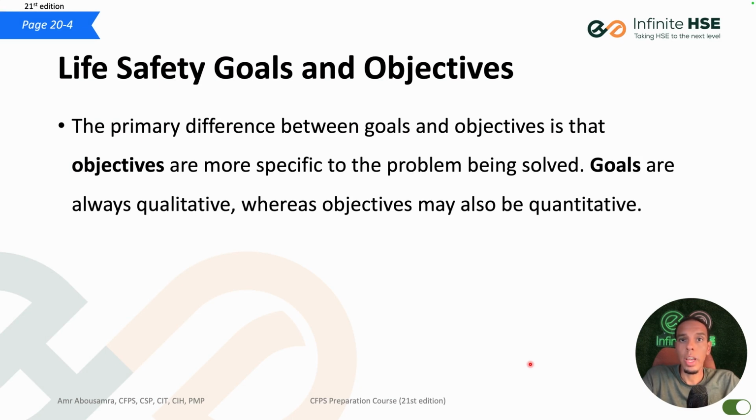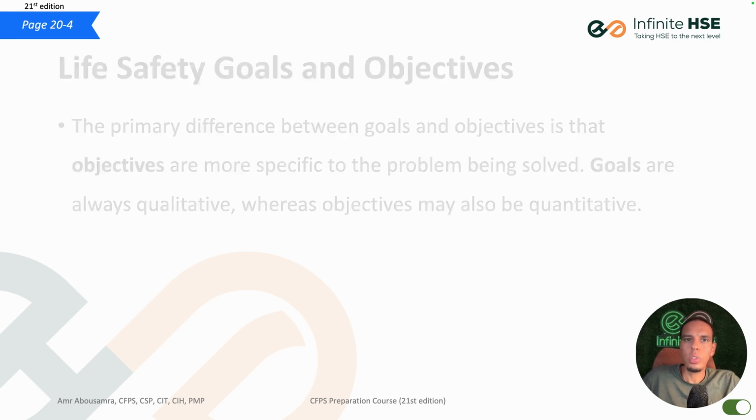In life safety, we have life safety goals and life safety objectives. The primary difference between goals and objectives is that objectives are more specific to the problem being solved. So the objective is specific, but goals, we can say, are qualitative. So goals are always qualitative and objectives may be quantitative. So we can say that goals is a broad word, but objectives is a specific and quantitative word. So this is the difference between goals and objectives.